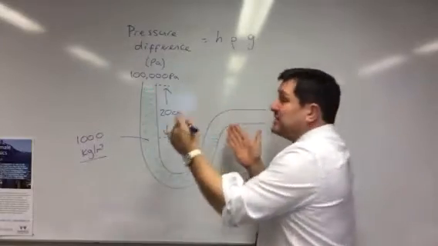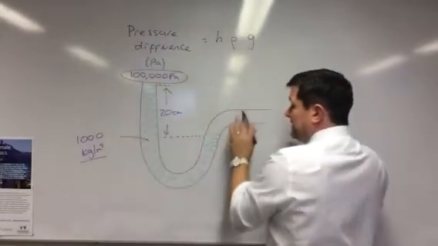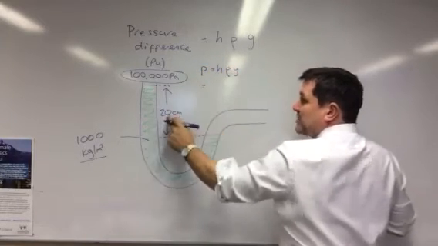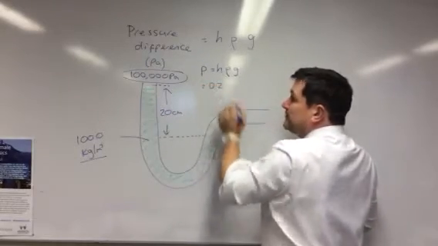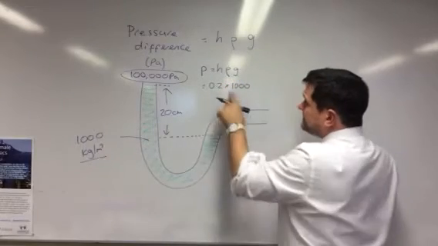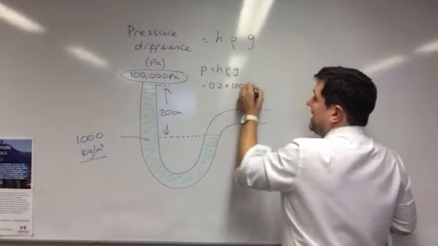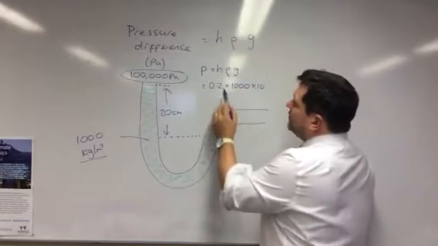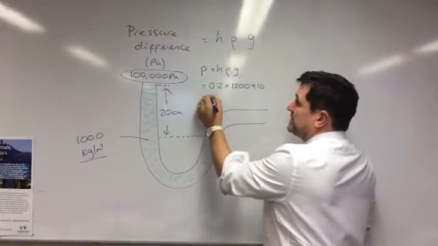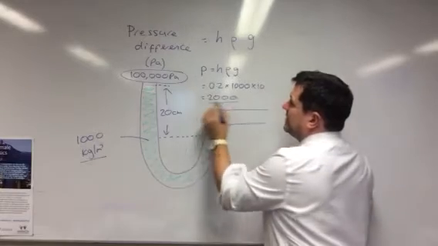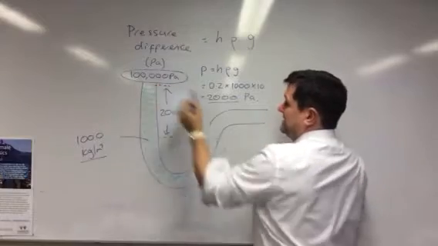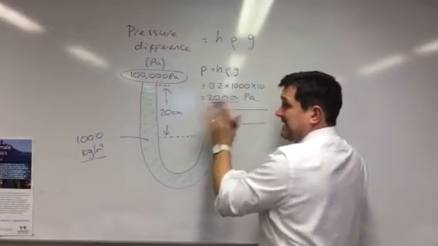So let's have a look. What must be the pressure difference between this region and this region here? So P is H rho G. H is 20 centimetres, which is 0.2 metres. The density of water is 1,000 kilograms per metre cubed. And G, of course, is 10. So this would be 0.2 times 1,000, so this would be 200, times 10, which would be 2,000 pascals different. So the difference in pressure between that and that is 2,000 pascals.